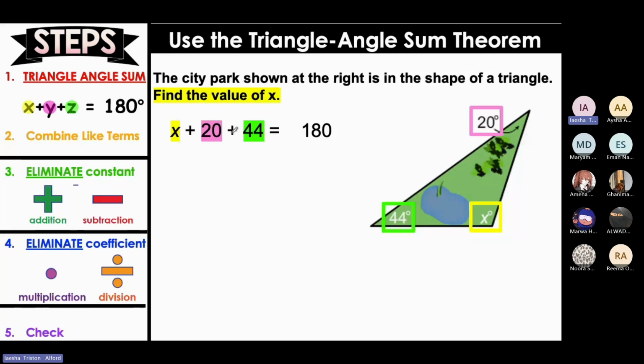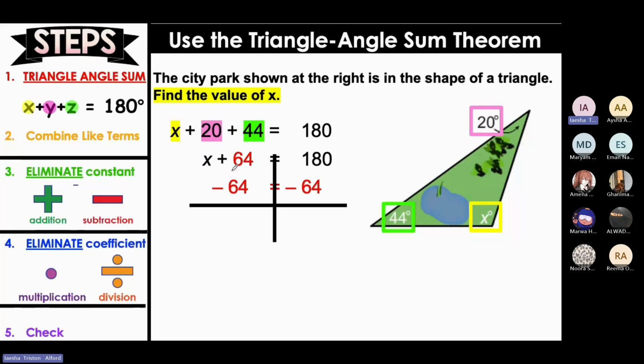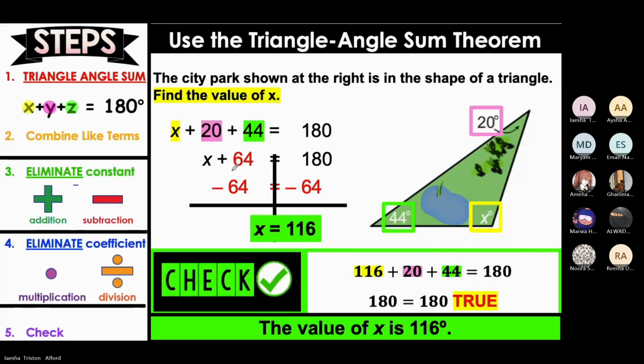So you need to do 20 plus 44, change it to 64. Subtract 64 from both sides. X is going to be 116 degrees. How can you check yourself to make sure you're correct? You're just going to add 3 numbers. Should be 180. So 116 plus 20 plus 44 is going to be 180. Check yourself to make sure everything is adding up correctly.